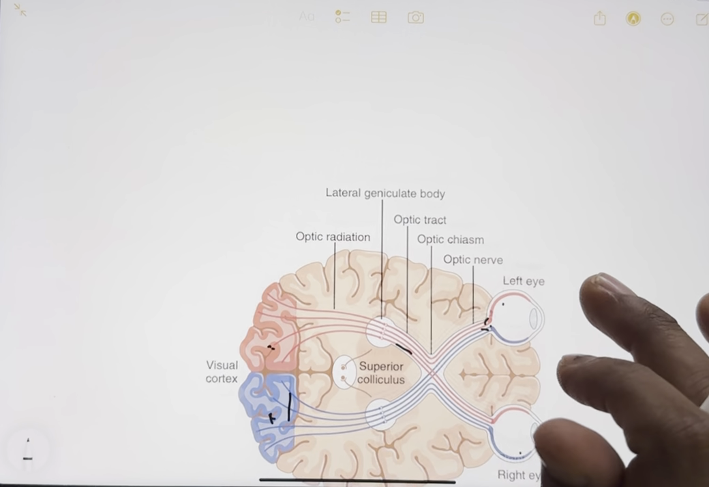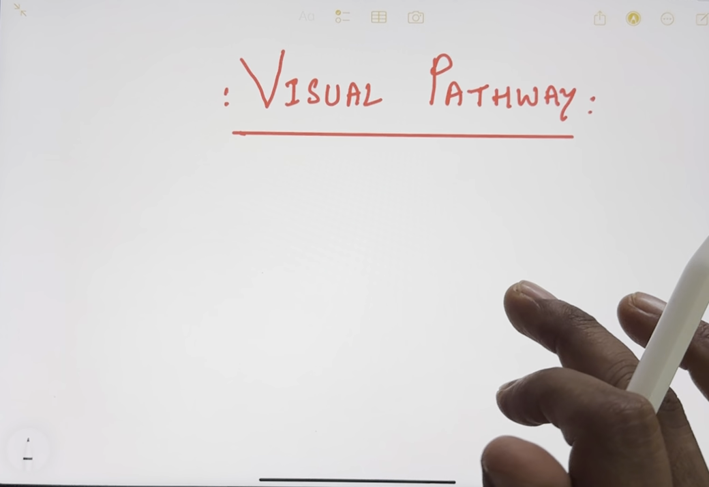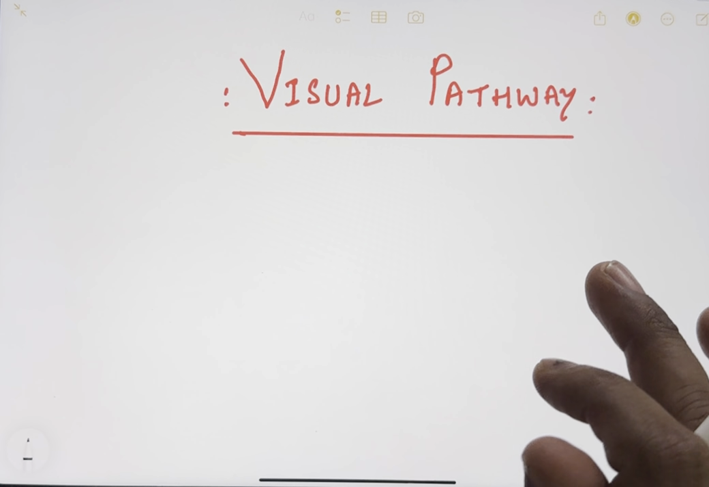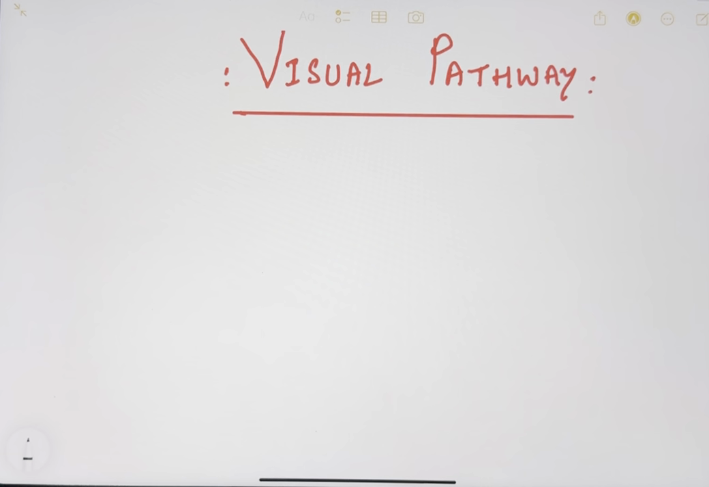So, let us draw a line diagram of this visual pathway. It can be a 5 marks important question in the university theory exams. We will study this with the help of one simple line diagram, how exactly the image which is formed in the retina is transmitted to the occipital cortex, that is nothing but the visual pathway.